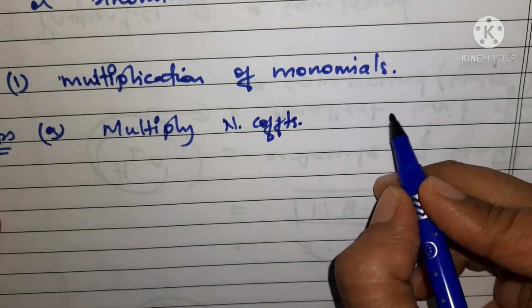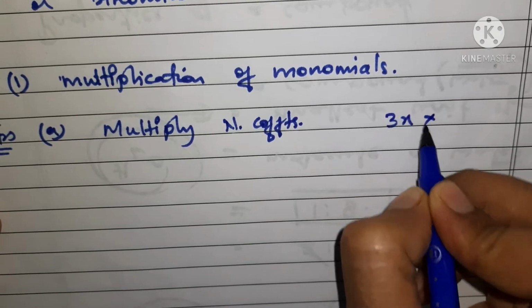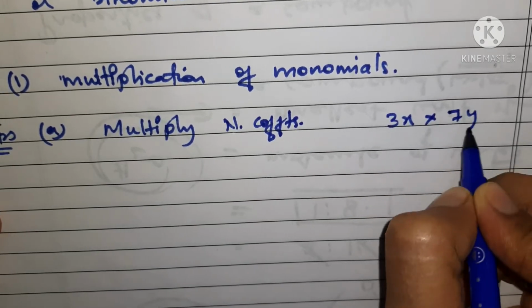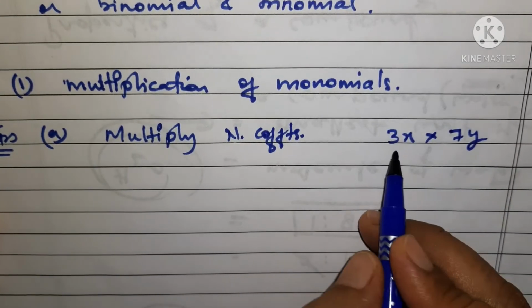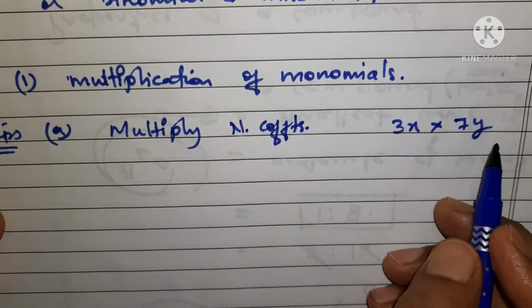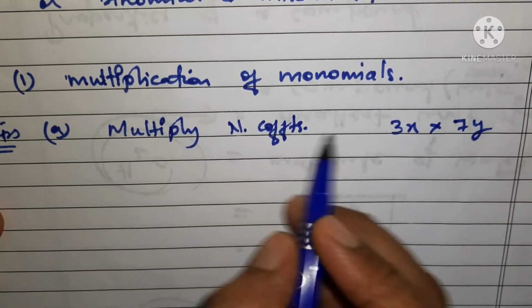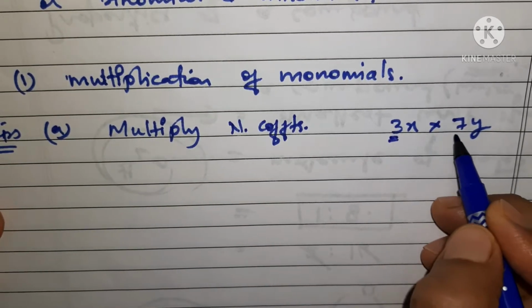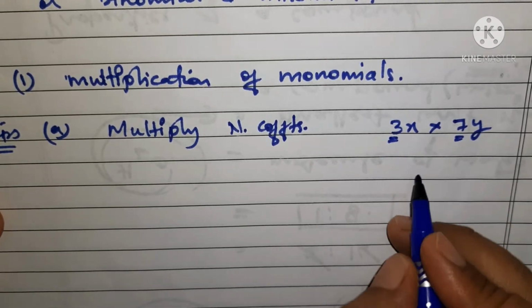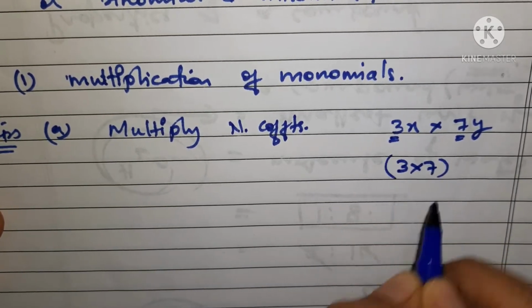Say you have two terms like 3x into 7y. If you have to multiply these two, what are you going to do? How will you multiply these two? Let us try to understand. Multiply the numerical coefficients. You can see that 3 and 7 are the numerical coefficients. So you have to multiply 3 and 7 first.